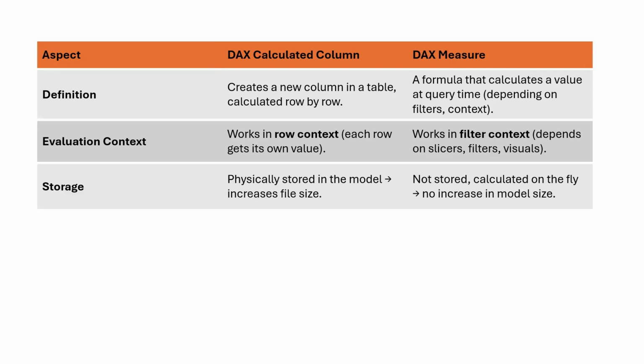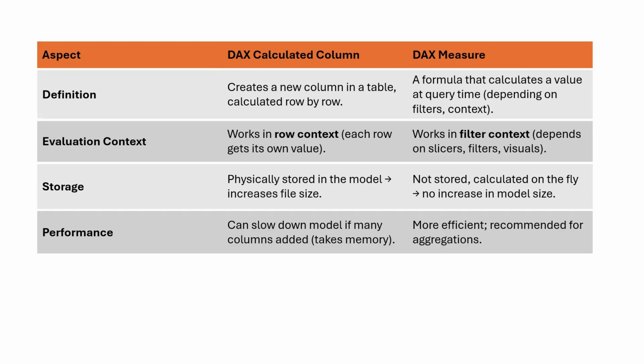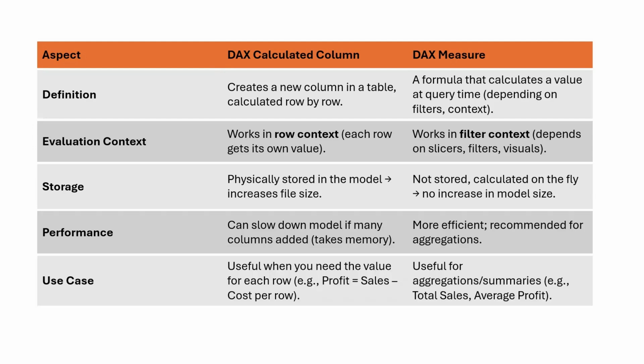Columns are stored physically in the model. That means it increases the file size. Whereas measures are not stored physically, they are just calculations and they do not increase the model size. Performance wise, with more columns, your performance may reduce because it increases the memory, whereas measures are more efficient and it is recommended whenever we need to perform any aggregation based calculations.